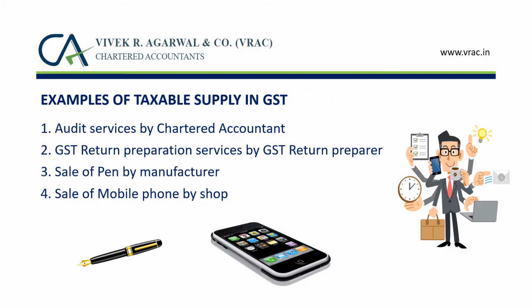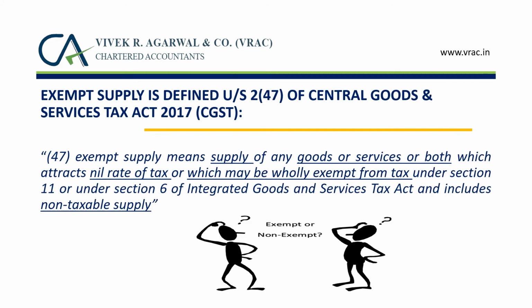Examples of taxable supply are auditing services by a chartered accountant, or GST return preparation by a GST return preparer, or sale of pen by a pen manufacturer, or sale of mobile phone by a mobile phone shop. Now that we have understood taxable supply, let us now understand what is exempt supply under GST.